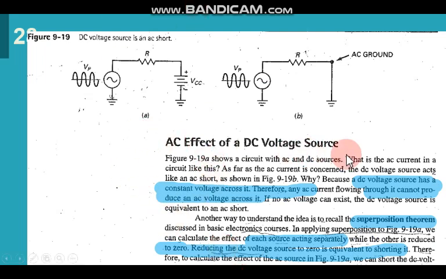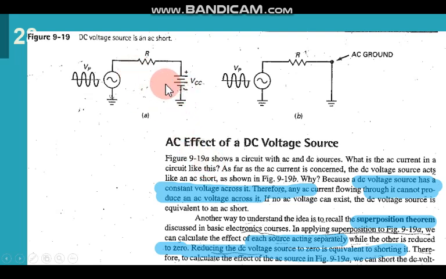For the AC effect on a DC voltage source, you can see here, if you supply some AC voltage here, there is no chance that you will get some variation in the voltage across this. The DC voltage source has a constant voltage across it, therefore any AC current flowing through it cannot produce an AC voltage across it. Here you will have no AC voltage present, so it is as good as connected to the ground.